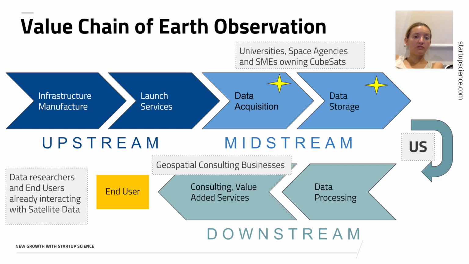In last week's update, we talked about our value chain. There are 3 sections in this value chain: upstream, midstream, and downstream. And we are thinking that we would fit in somewhere between the midstream and downstream. Specifically, we would talk to universities, space agencies, and other small and medium enterprises owning CubeSats to help them share this data with the downstream companies or organizations. So geospatial consulting businesses or data researchers and end users already interacting with satellite data.